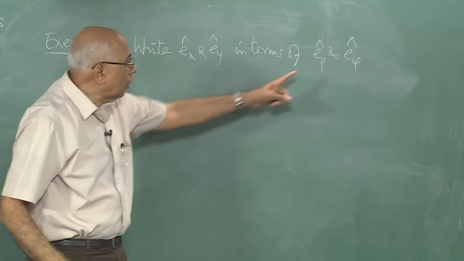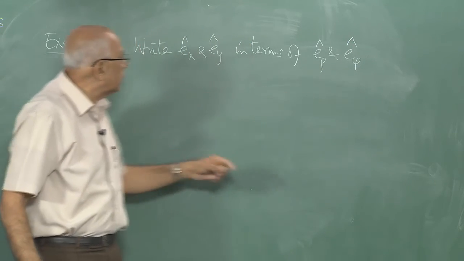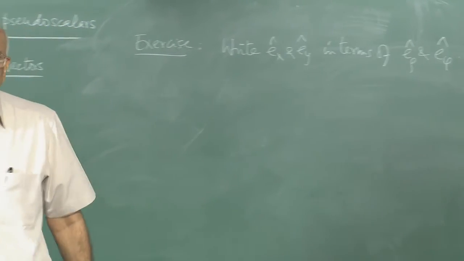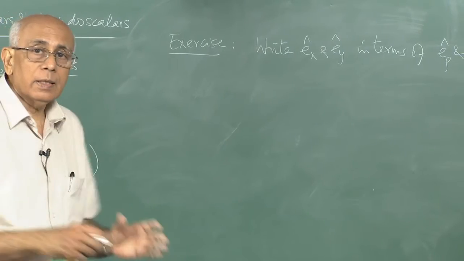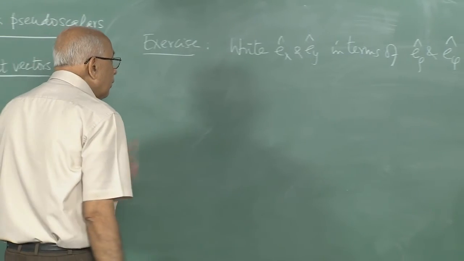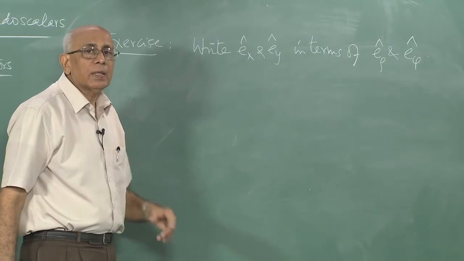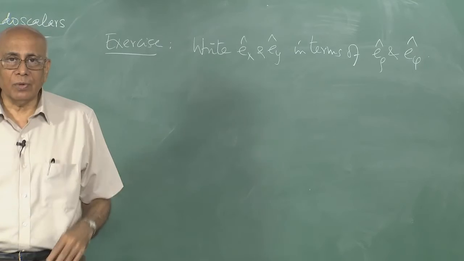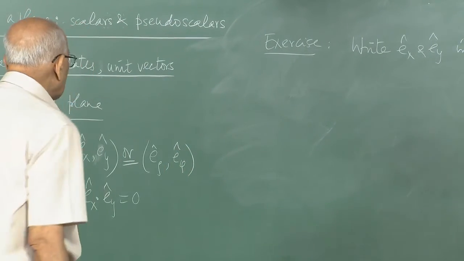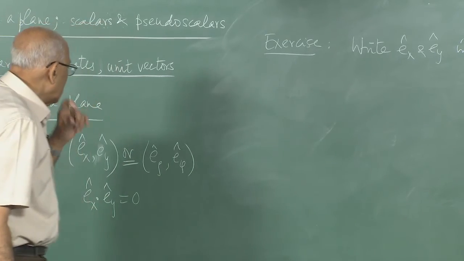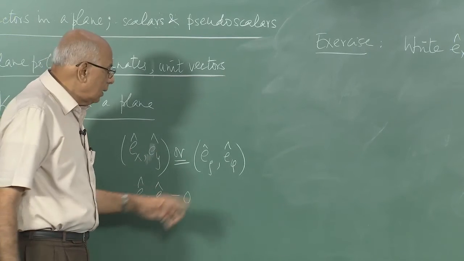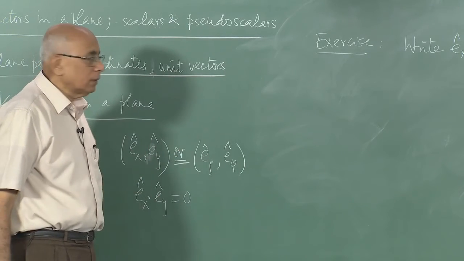I already wrote down formulas which expressed E rho and E phi as linear combinations of Ex and Ey, and now what you should do is to write Ex and Ey as linear combinations of E rho and E phi, okay, and verify that Ex and Ey do not involve the coordinates themselves, because they are constant vectors, both in magnitude and in direction. Whereas E rho and E phi are unit vectors, magnitude is always 1, but the direction changes from point to point.